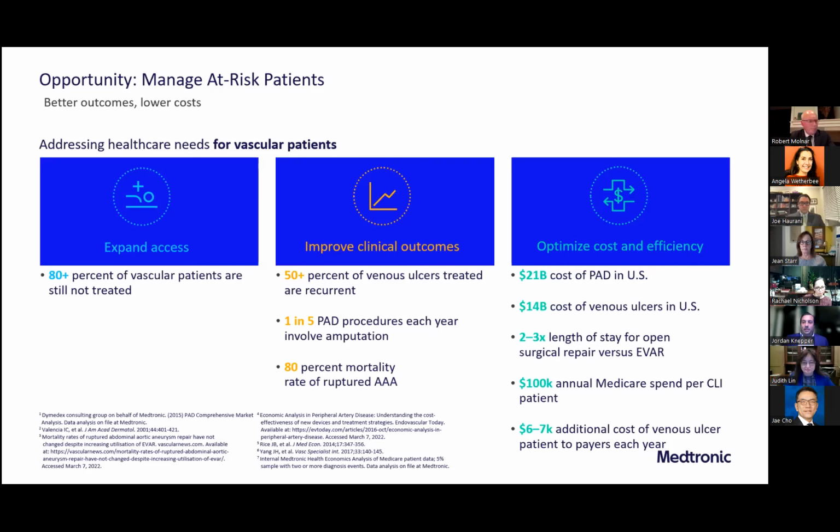Furthermore, as we talk about system metrics and pay for performance moving forward, we really need to optimize our cost and efficiency. And by preventing these high cost disease states, including venous ulcerations, amputation, and further stroke care, we can really target dollar decreases and show savings for these target disease states through accurate screenings.